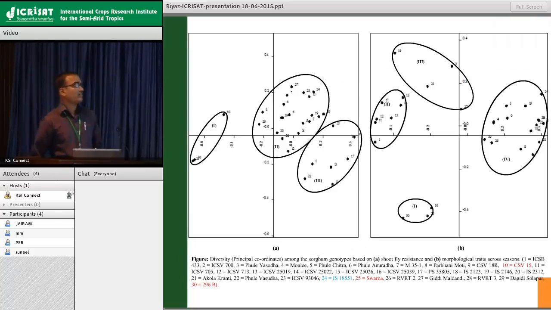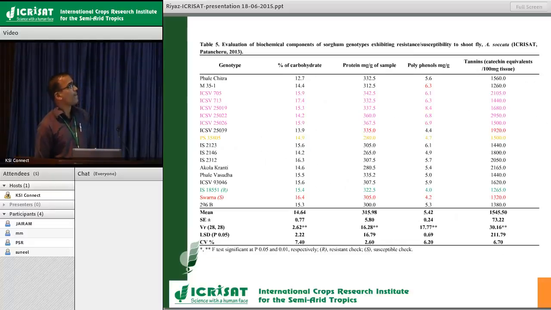In order to confirm that, principal coordinate analysis was carried out using shoot fly resistance traits as well as morphological traits. These traits also placed the genotypes into different groups, showing that they are diverse in nature, where the susceptible genotypes are grouped together, even if we take the markers as well as the morphological and shoot fly resistance traits.